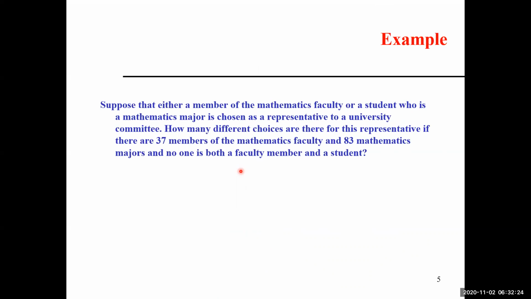Let's consider another example. Suppose that either a member of the mathematics faculty or a student who is a mathematics major is to be chosen as a representative to a university committee. So only one member has to be chosen. There are 37 mathematics faculty and 83 mathematics majors. Out of these, we have to choose one member. So we can choose in 37 plus 83 ways, that is 120 ways.